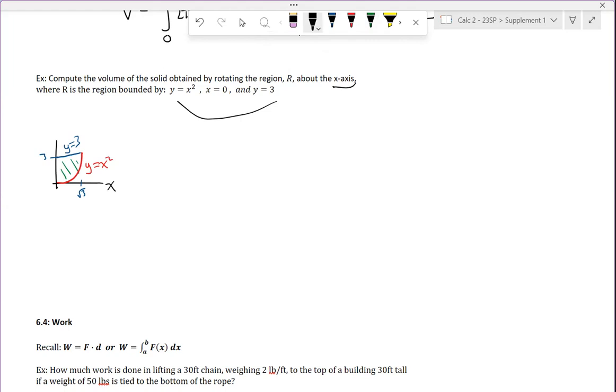So we always want to be careful about which axis we're rotating around. If we were to rotate the same region about the y-axis instead, we'd get a very different looking solid, and of course a different volume as a result. Rotating about the x-axis, I have my line at 3, which rotates around to a line at -3. I have my curve going from the origin up to √3, 3, and mirrored on the bottom here.